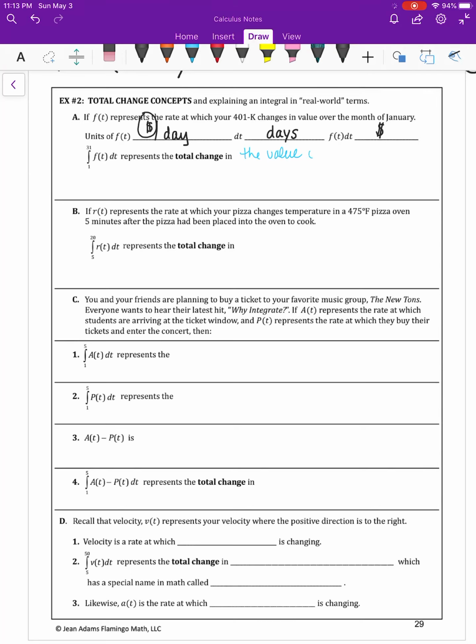So the integral from 1 to 31 of f of t dt represents the total change in the value of your 401k in dollars for the month of January, because it went from 1 to 31, and January has 31 days.